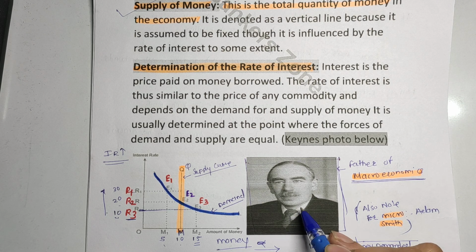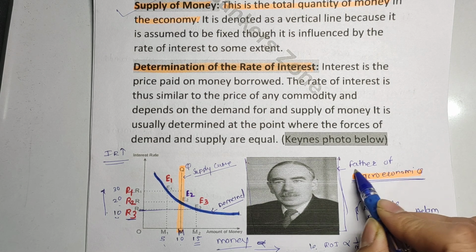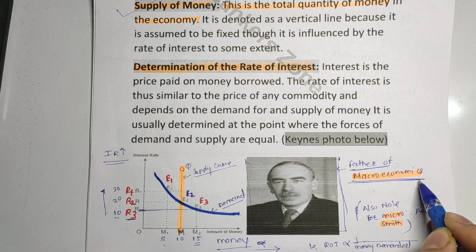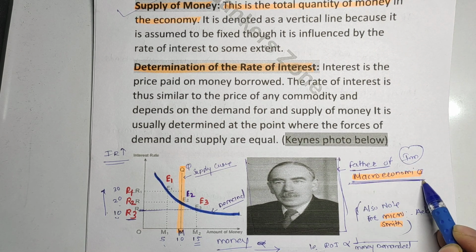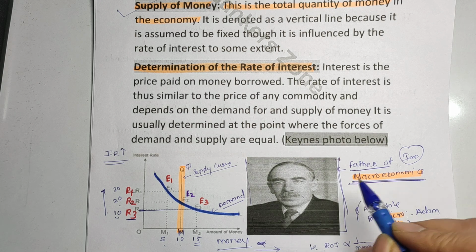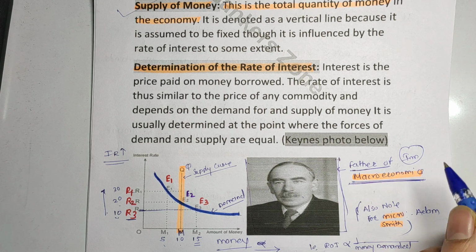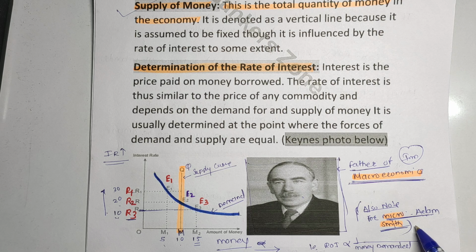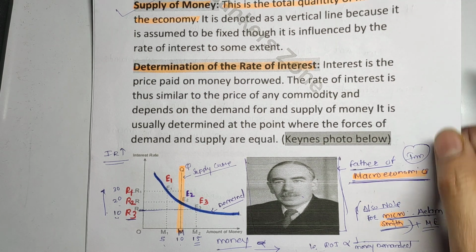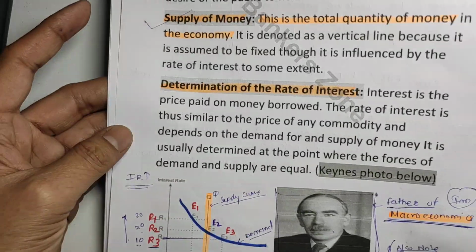See the picture of Keynes. He is Keynes, and he is also called the father of macroeconomics. Remember, this is a very important MCQ: who is the father of macroeconomics? It is Keynes. And remember also, in the first unit we studied the Smith definition. Adam Smith is called the father of microeconomics. And remember, Adam Smith is also called the father of modern economics also.